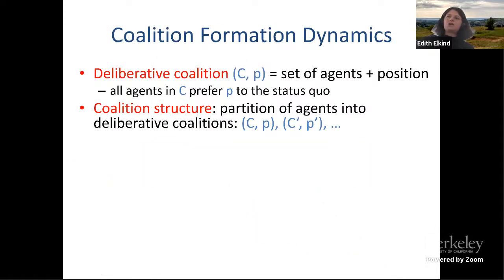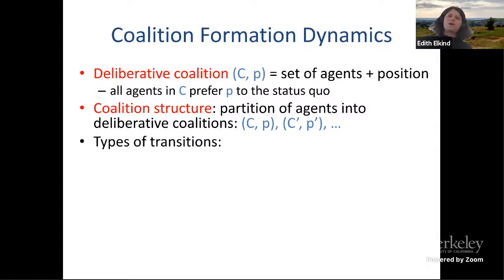And the coalition structure now would be a partition of agents into these deliberative coalitions. So each agent sits in exactly one coalition, and each coalition has a proposal that it supports. I'm thinking of this as a dynamic process. The agents start with some coalition structure, possibly with each agent just being in a singleton coalition and arguing for his or her own ideal point. And then agents slowly start forming coalitions, potentially changing their opinions.